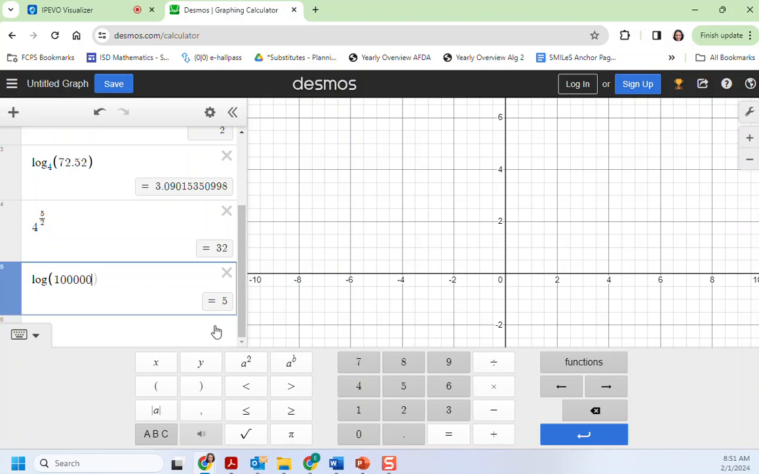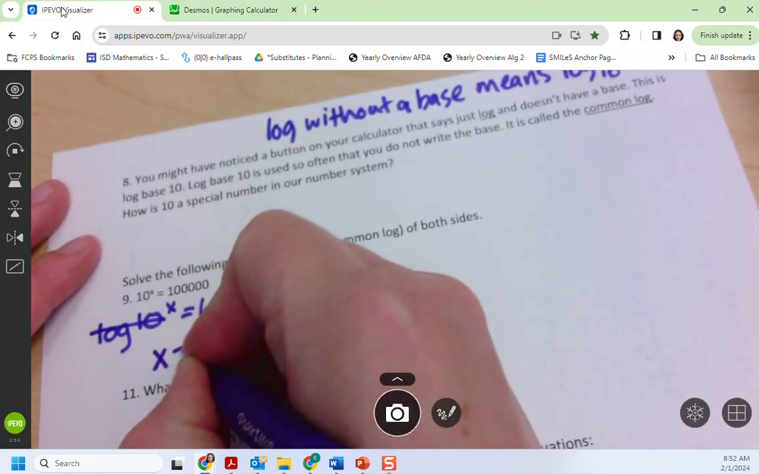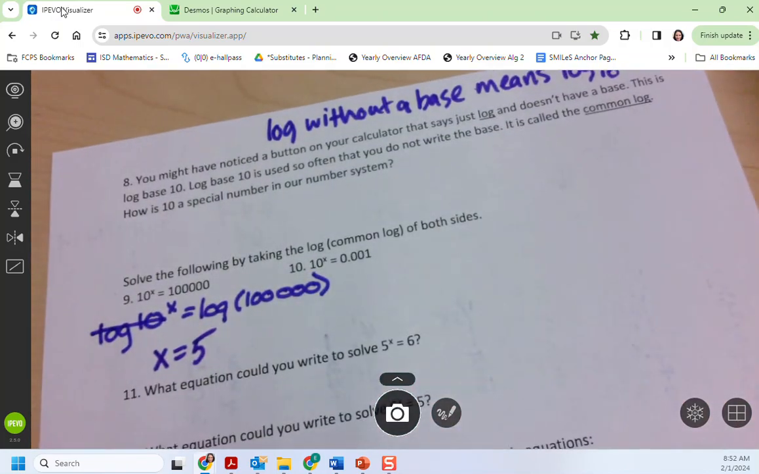Oops, I think I did a million. Yep, there's 100,000. So you do the log of 100,000. I'm getting 5. Can anybody confirm 5? Yeah. Good. Okay, so we get x equals 5. Do the next one. And remember, because the base is 10, you don't have to type the base.